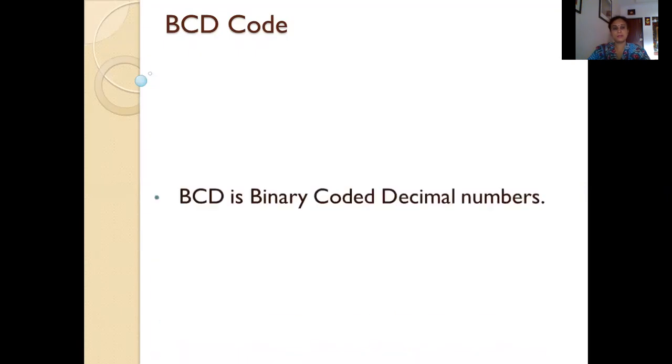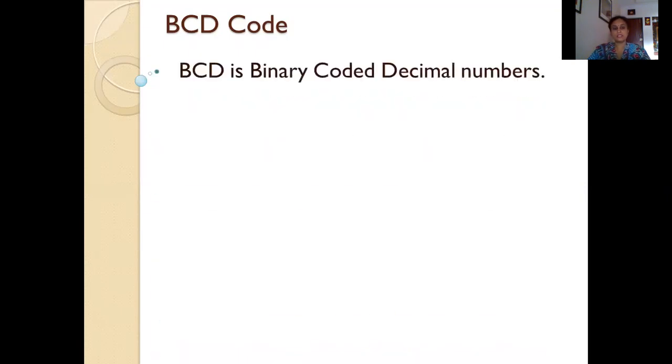So the full form of BCD code is binary coded decimal. It is basically used for the systems or the gadgets where we are mainly using decimal numbers. Okay. So the BCD code, as the name indicates, is binary coded decimal. So it is a binary code for decimal numbers. As I have told, the full form is binary coded decimal, that is BCD.